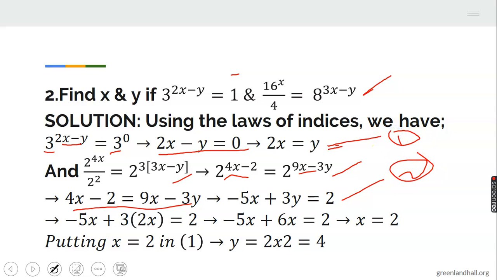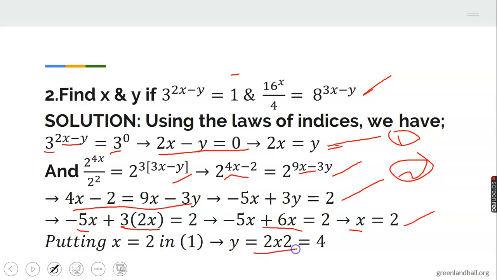Now I want to substitute this one in equation 2. That's why you have this. I'm putting 2x in place of y. So here will now give me minus 5x. This will be plus 6. That one will just give me minus 1. So I will have x equals 2. So I've gotten the value of x. x is equal to 2. Substituting this one in equation 1.